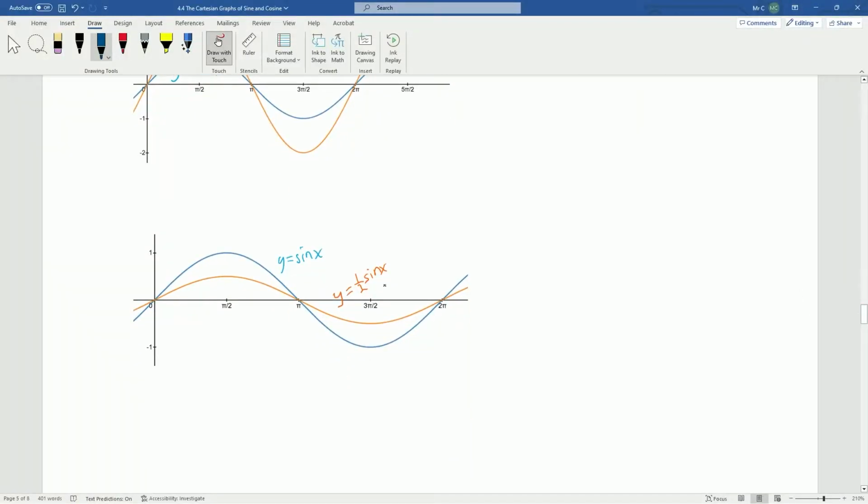Okay, so here we've got a vertical compression by 1/2. And again, it's the same idea. You're just taking the previous y values of the blue graph, multiplying them by 1/2. So your zeros stay 0, your ones become 1/2, and your -1 becomes -1/2, and all of your other y values compress down accordingly.